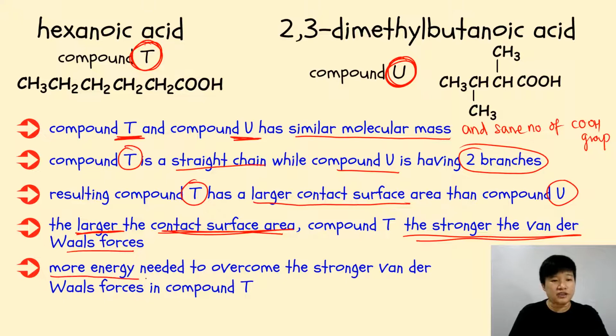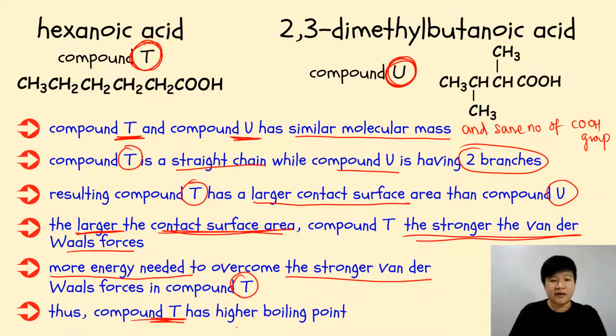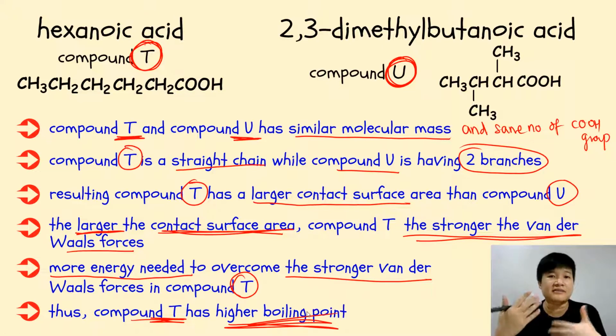Therefore, more energy is needed to overcome the stronger van der Waals forces in your compound T, which is the straight chain carboxylic acid. Last but not least, as a result, your compound T will then have a higher boiling point. Simple, alright? It's actually the same thing as your alcohol, but right now we are comparing your carboxylic acid. Okay? They are very, very similar. Even the sentence of explanation are very similar. I don't want you to take this as a new thing. They are exactly the same as the boiling point that you learn in your alcohol.